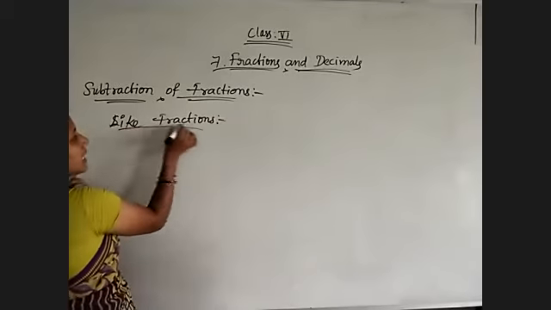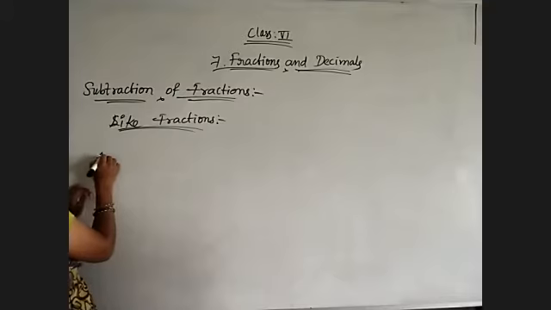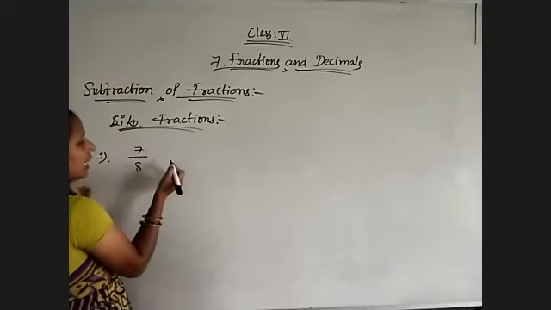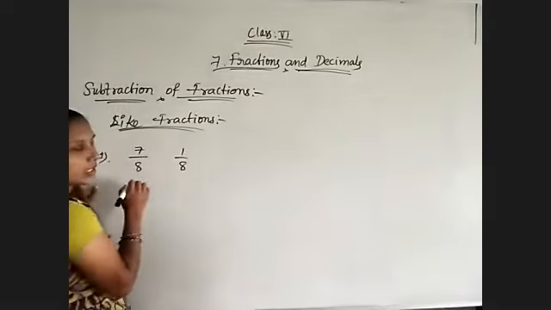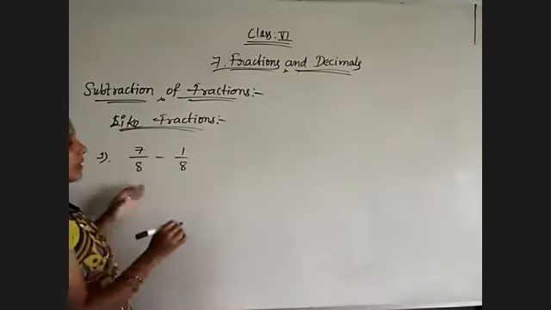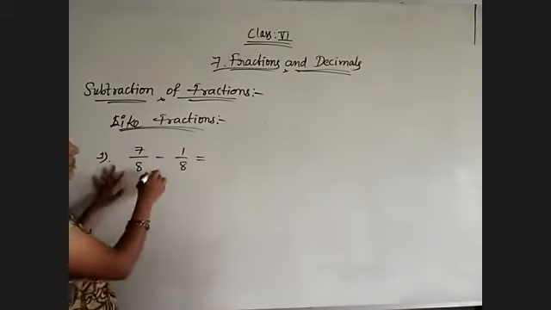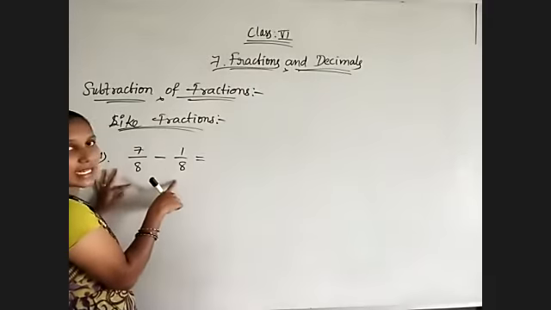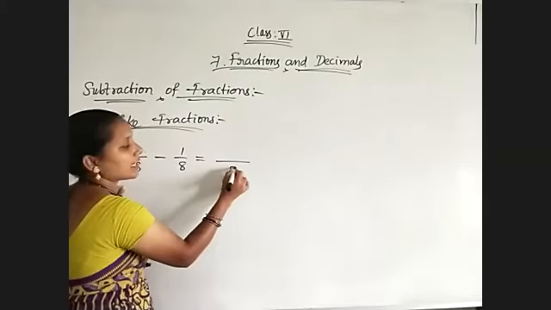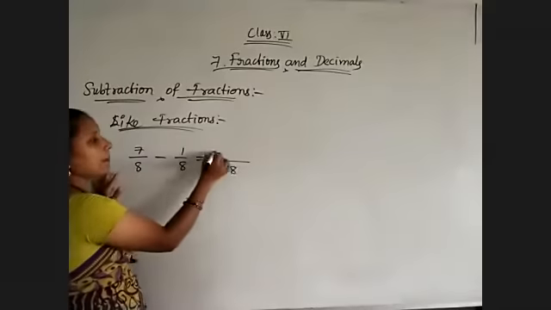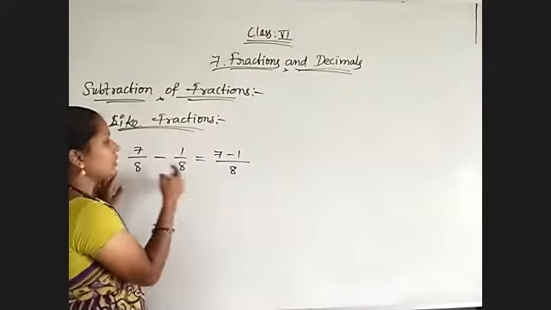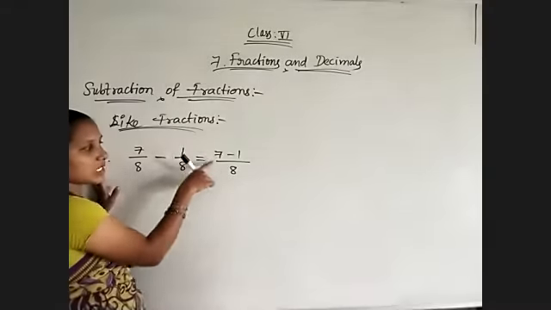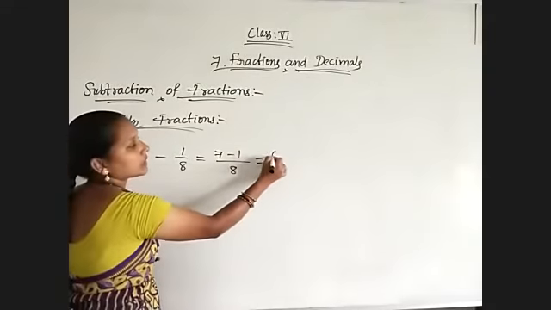See, first suppose directly they are given like this: 7 by 8 minus 1 by 8. Just observe here, both are which type of fractions? Like fractions. So whenever you are getting like fractions, take the common denominator, okay, and just subtract the numerators. That is, 7 and 1 are the numerators of the given like fractions. So 7 minus 1 by 8, which is nothing but 6 by 8.